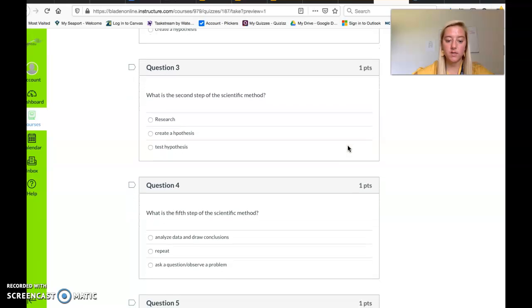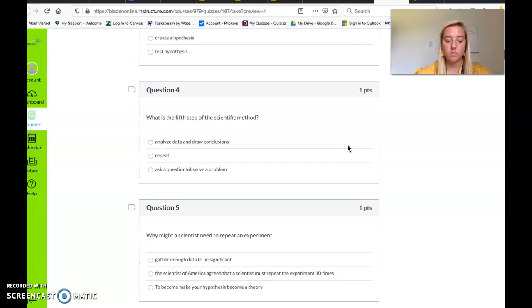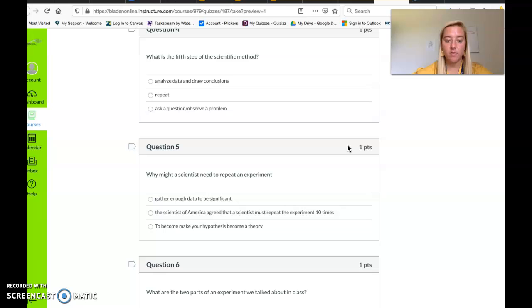Question 4, what is the fifth step of the scientific method? Analyze data and draw conclusions, repeat, or ask a question and observe a problem. Question number 5, why might a scientist need to repeat an experiment? To gather enough information to be significant? The scientists of America agreed that a scientist must repeat the experiment 10 times to make your hypothesis become a theory.